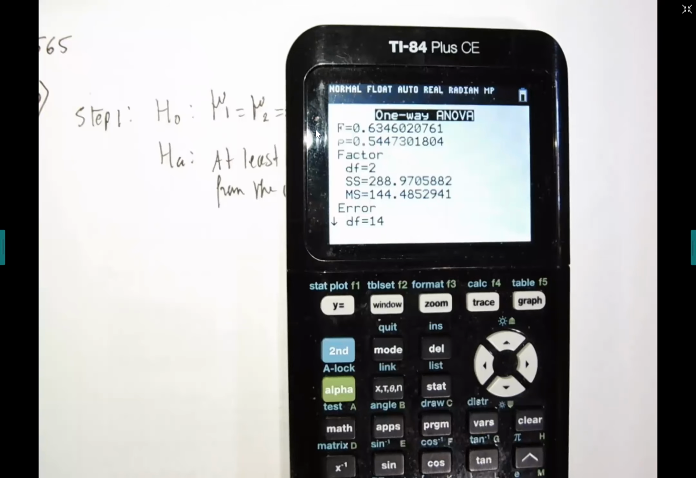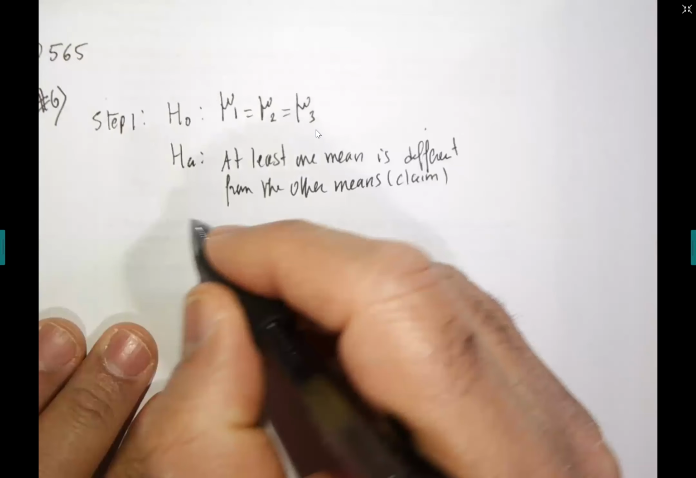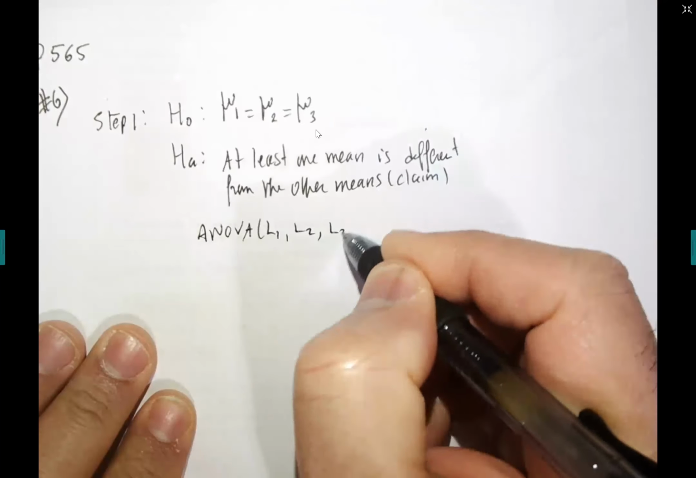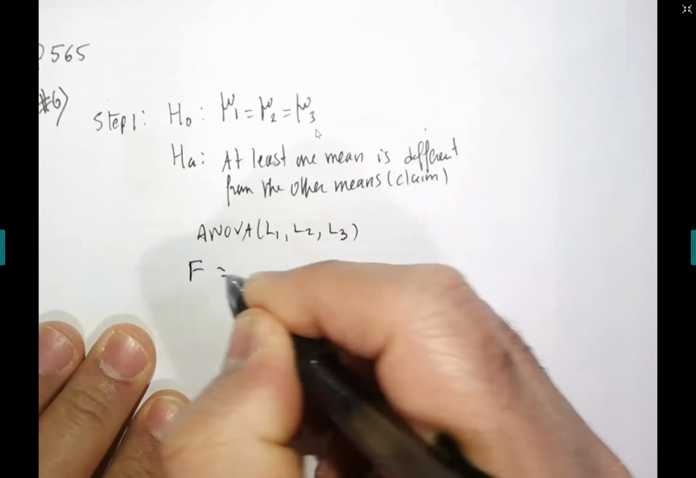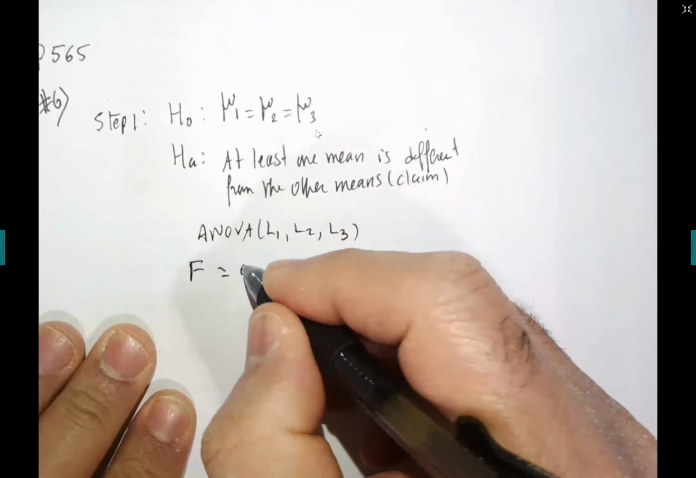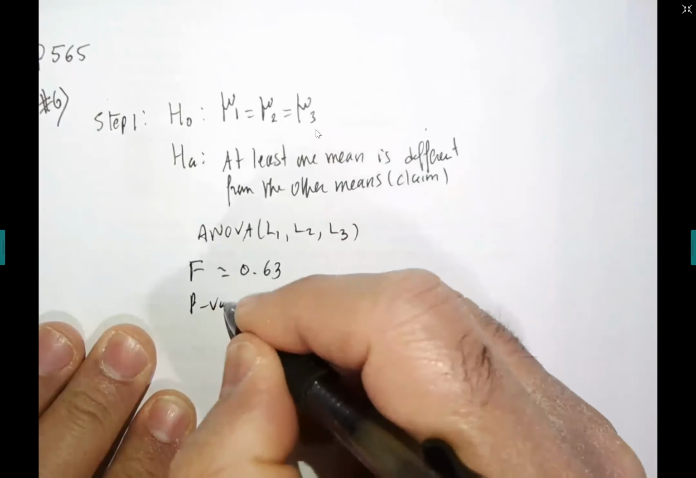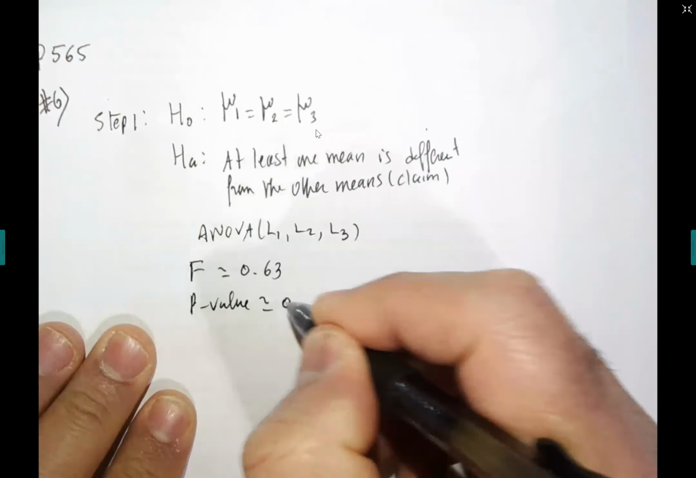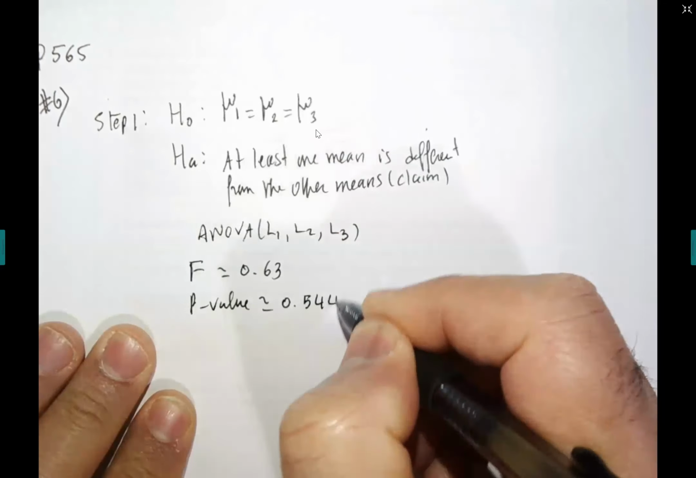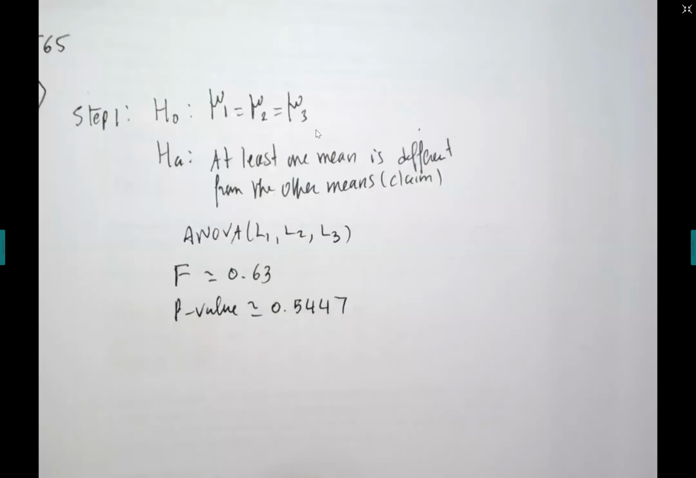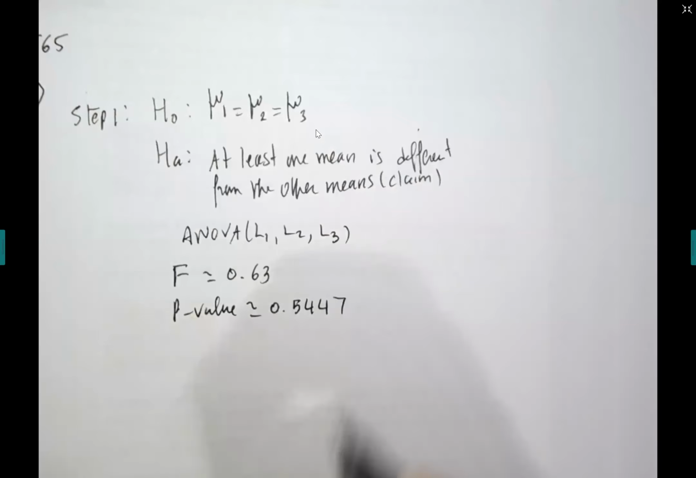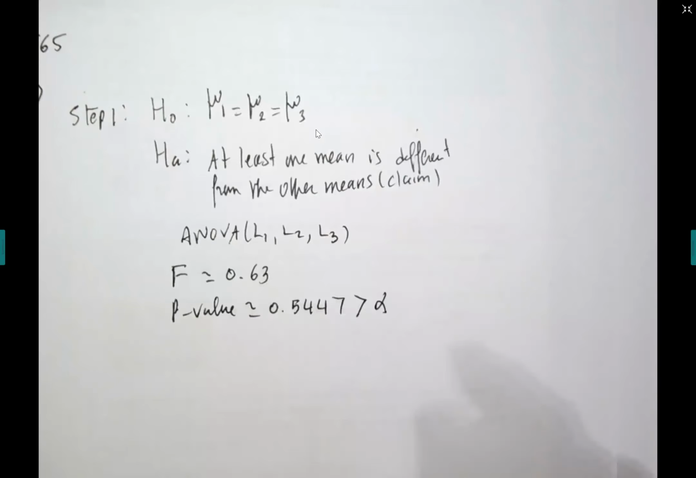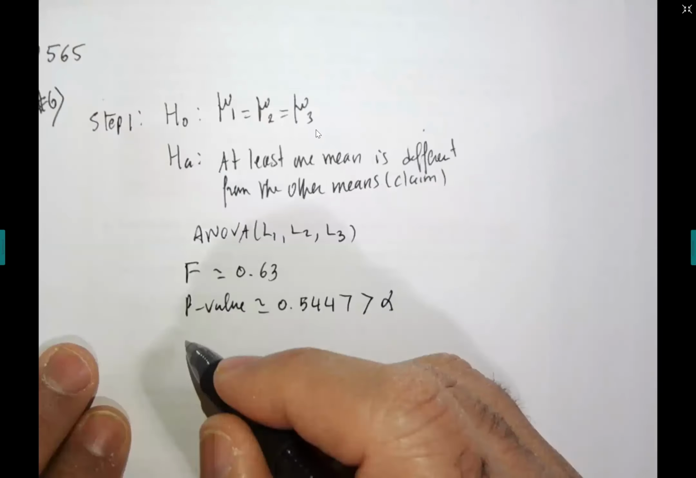Okay, so I'll write down what I got, guys. So you do ANOVA, L1, L2, L3. F is 2 decimal places, usually. P-value, as we've been doing, 4 decimal places. And I'm done with the calculator. I no longer need it. The p-value is more than alpha, guys. He gave us alpha to be 5%. You fail to reject H0.